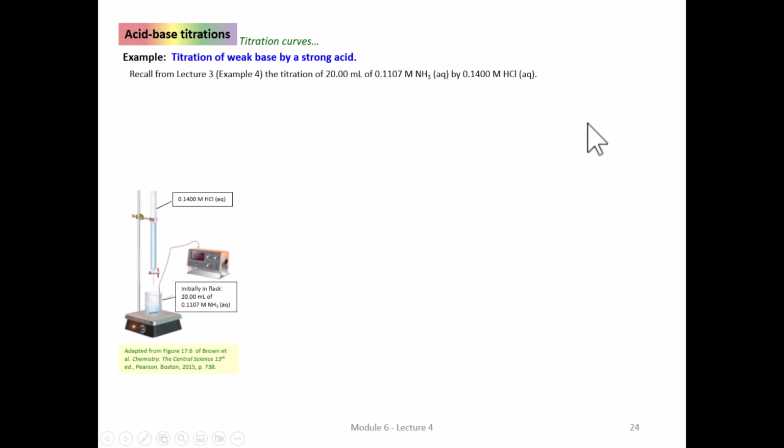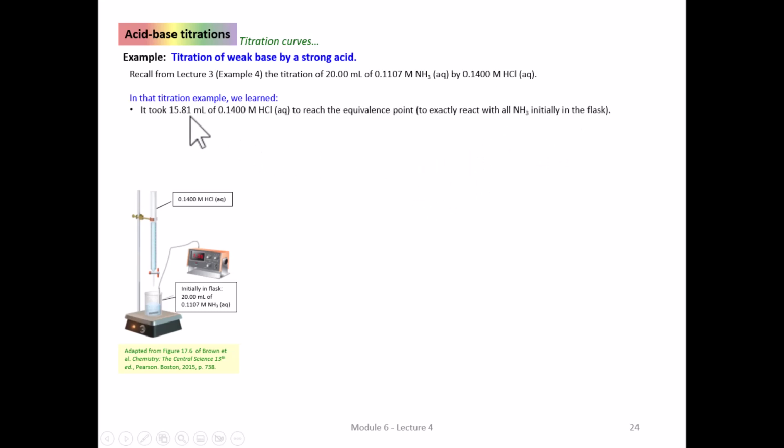If you remember from Lecture 3, actually example 4 from Lecture 3, we looked at the titration of 20 milliliters of 0.1107 molar ammonia, the weak base, by the strong acid HCl, and the HCl had a concentration of 0.1400 molar. From that example, we learned that it took 15.81 milliliters of the HCl to reach the equivalence point. The pH at that equivalence point was less than 7. More precisely, it was calculated to be 5.23.